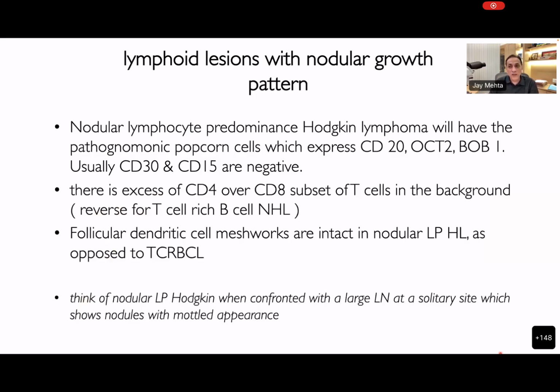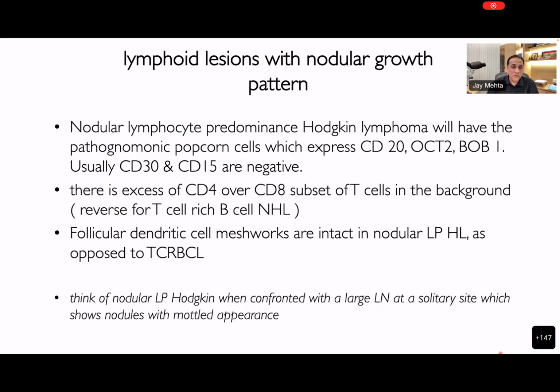So nodular LP Hodgkin lymphoma will have the pathognomonic popcorn cells which express CD20, OCT2, BOB1. These are all B cell transcription factors. PAX5 will also be expressed, but again here it shows a dim expression. Usually CD30 and CD15 are negative. On occasion CD30 may be positive. In the background are T cells. The T cells are mainly CD4 expressing helper T cells over the CD8 cytotoxic subset of T cells.